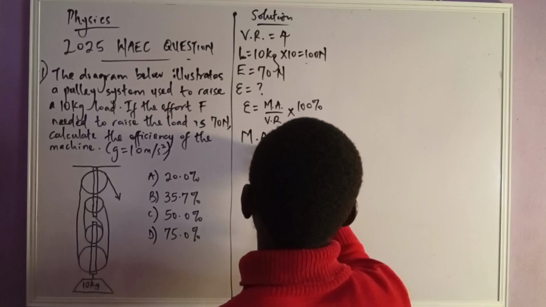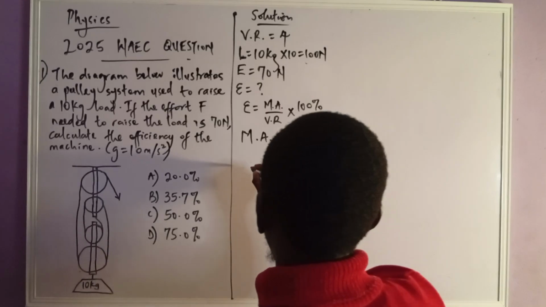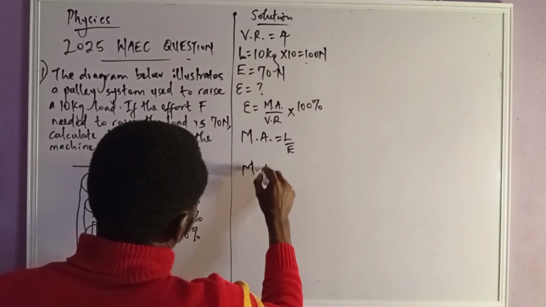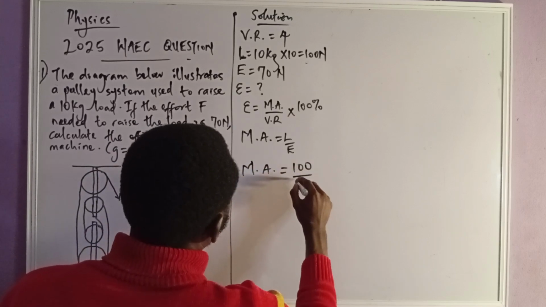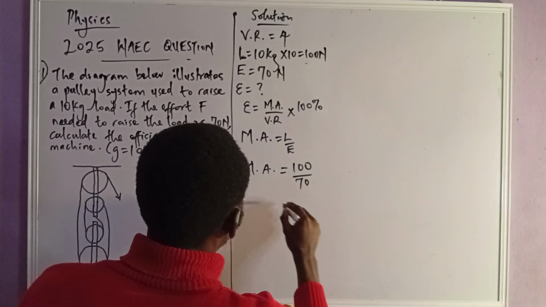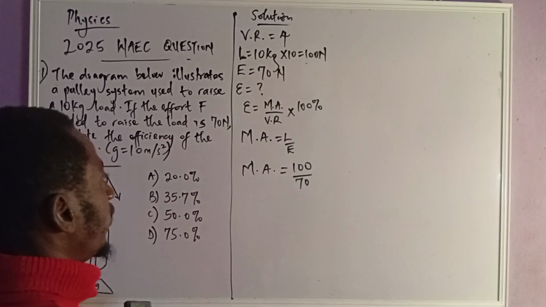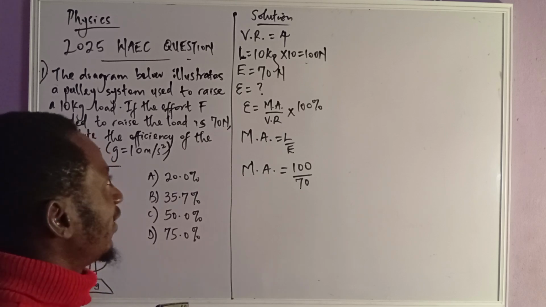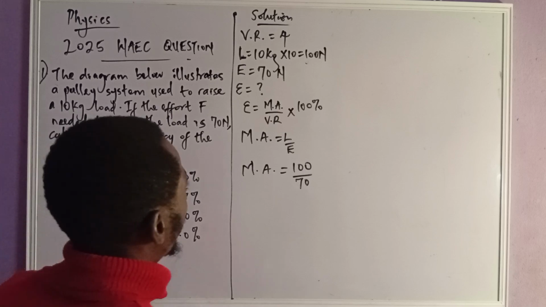Load divided by effort. What is our load? Our load is 100 newtons, and our effort is 70 newtons. And this is going to give us 100 over 70. We can leave it this way, we can reduce it, we can turn it to a decimal number depending on how you want to use it. So I will leave it this way, then I'll proceed.